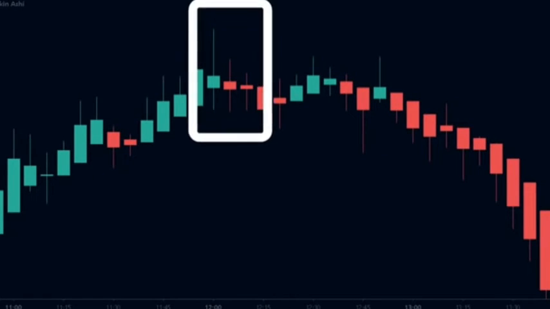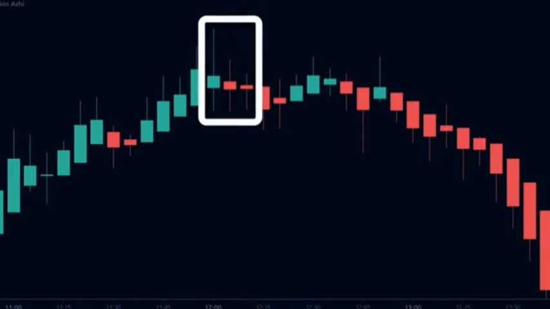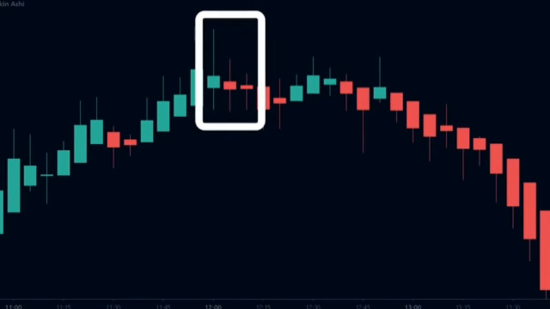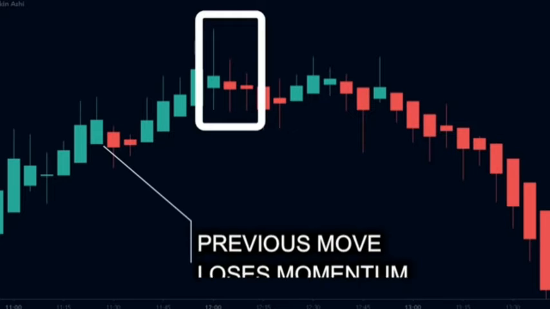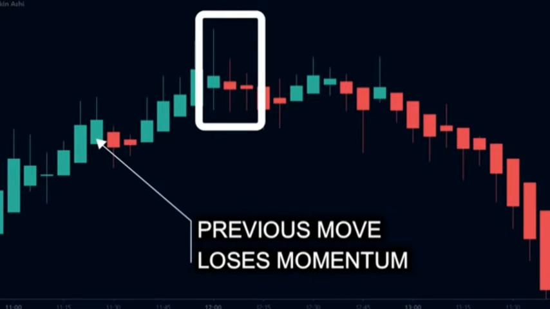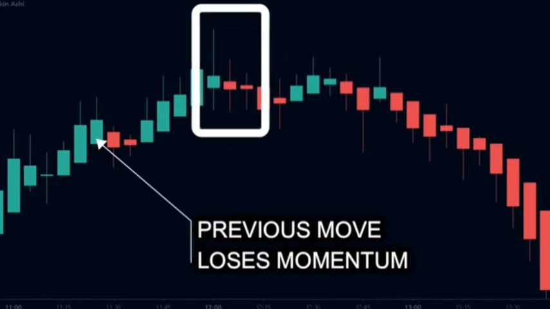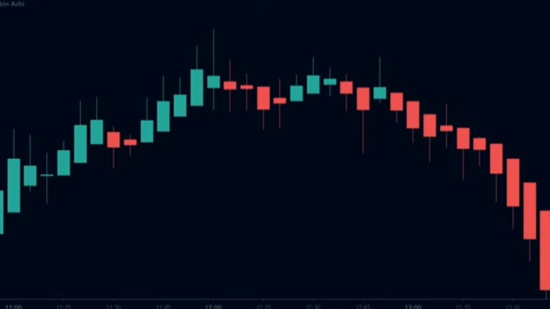Lastly, there are these Doji candles that sometimes appear on the chart. They generally form at the top or bottom of the move. These candles indicate that the momentum of the previous move has been completely lost. Hence, this gives a signal that a reversal may be on the cards.